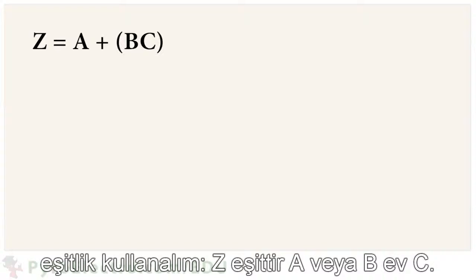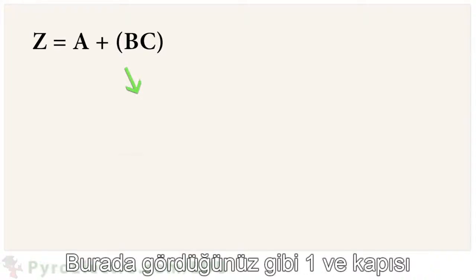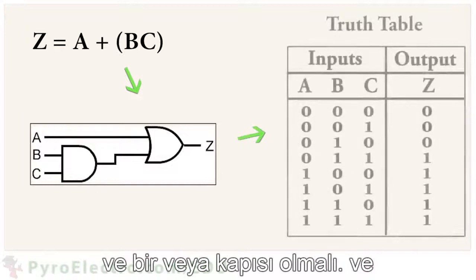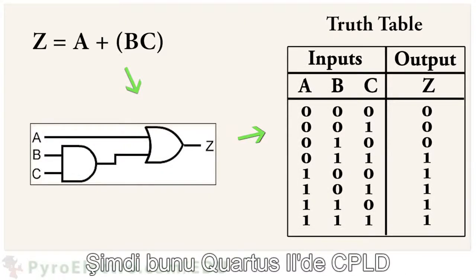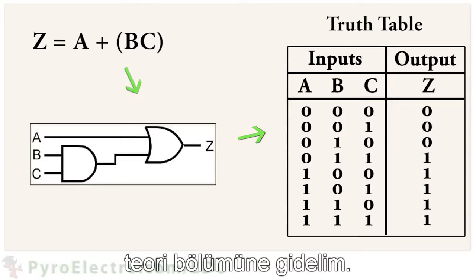Let's use a simple equation, z equals a or b and c. If we turn that into a logic diagram, it would have two logic gates as you see here, an AND gate and an OR gate. And the equivalent input to output truth table would look like this. So now let's go to the theory section to implement this as a project for a CPLD inside Quartus 2.